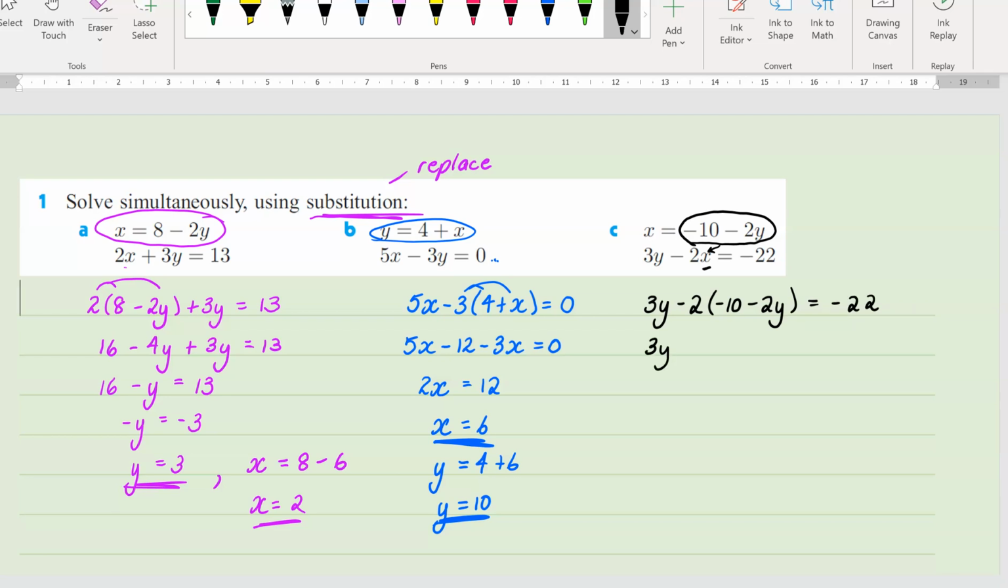So 3y, negative 2 times 10 is negative 20, and negative 2 times negative 2y is positive 4y, equals minus 22. 3y plus 4y is 7y. Let's get rid of that plus 20.